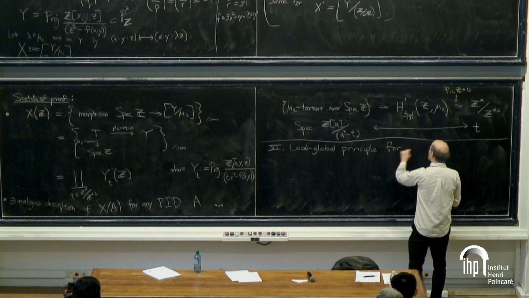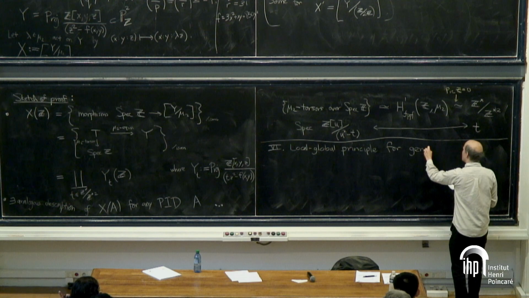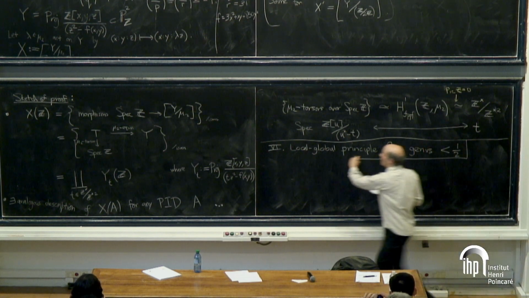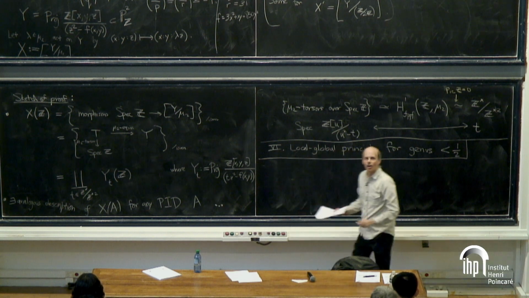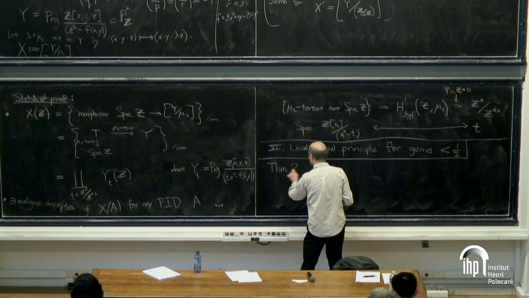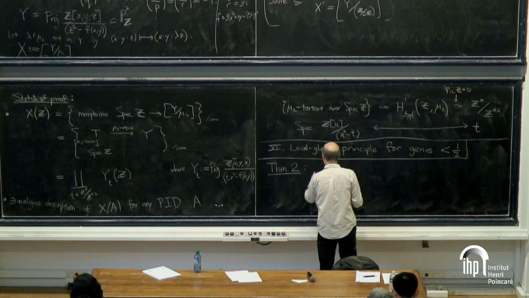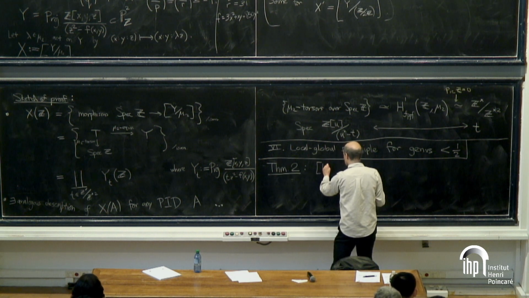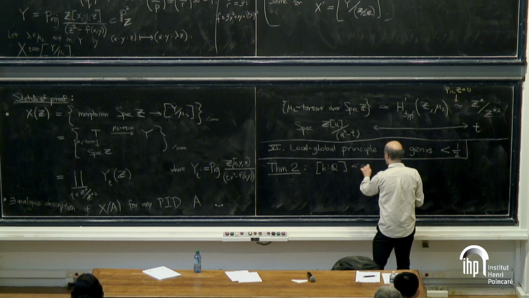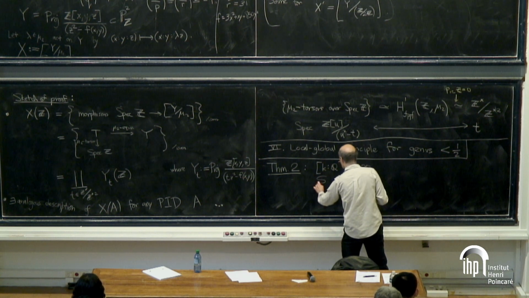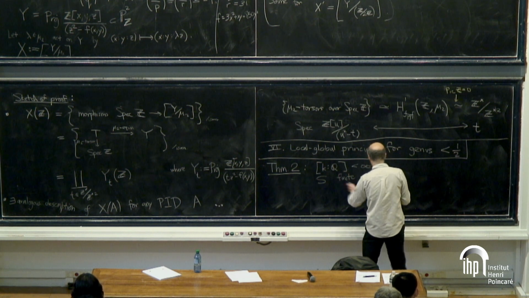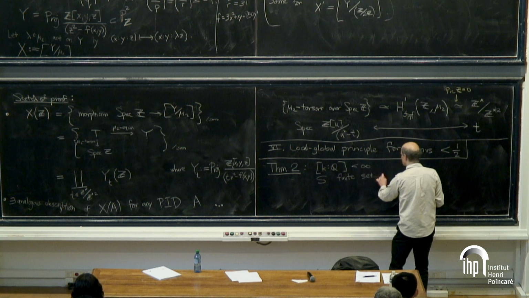for genus less than one half. Okay, so here's the theorem. We'll do this not just for Q but for any number field, and we'll work not just with integer points but S-integer points. It just seems more natural to do things this way.